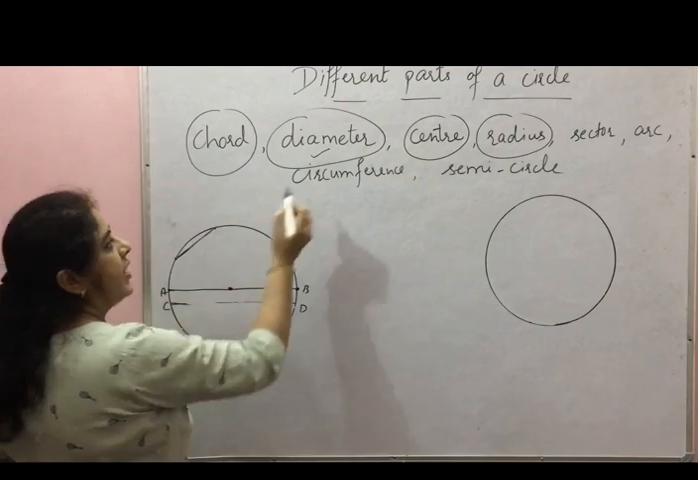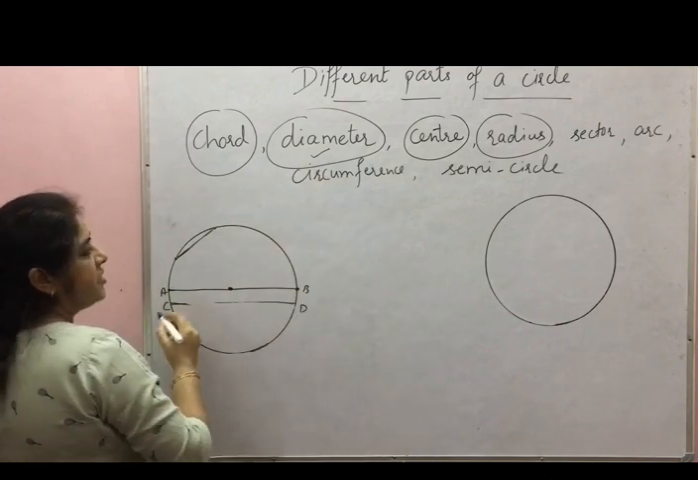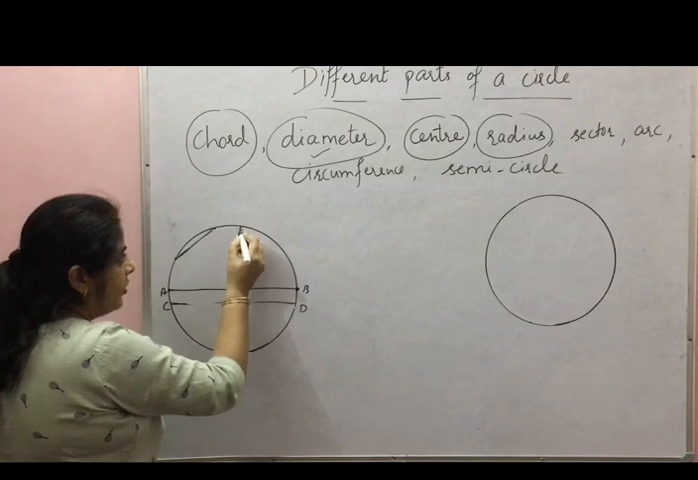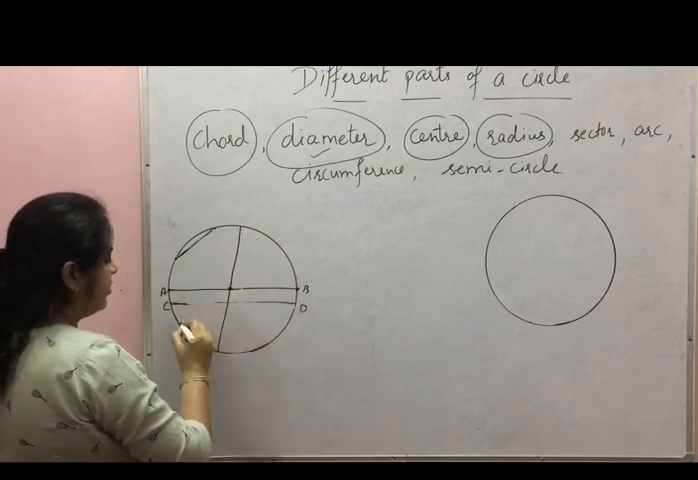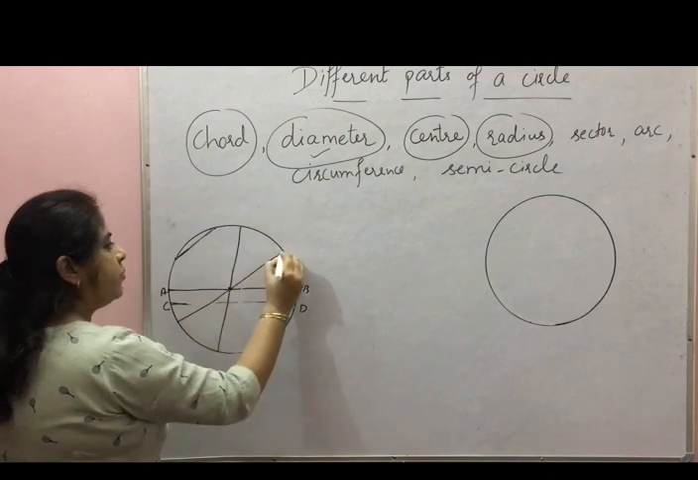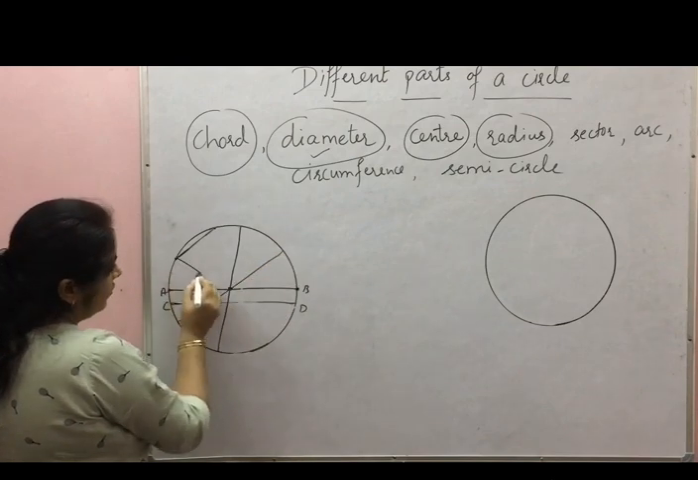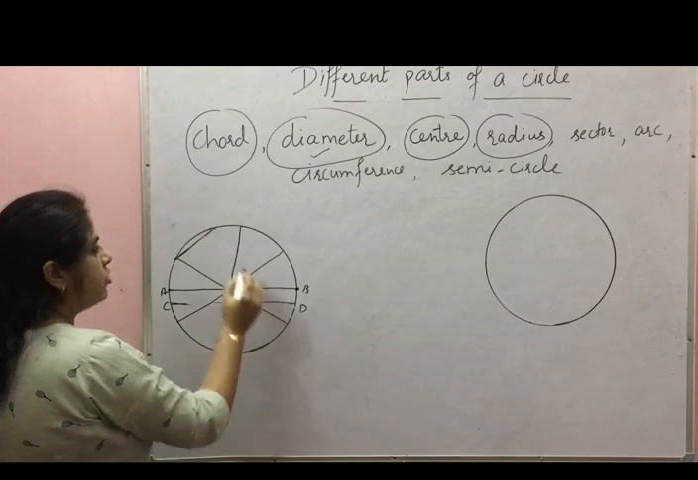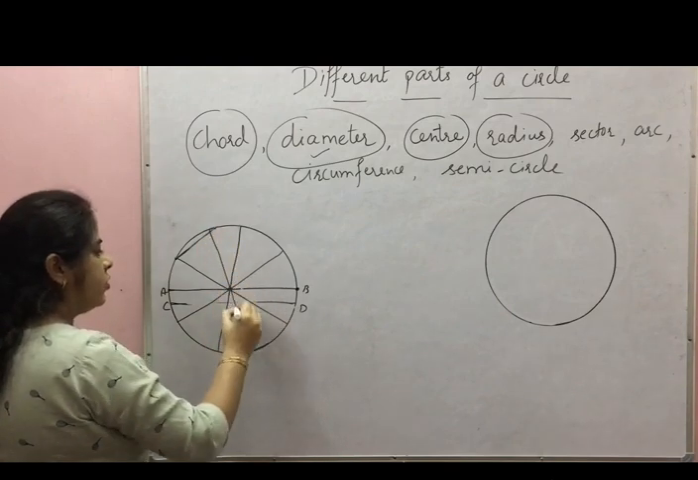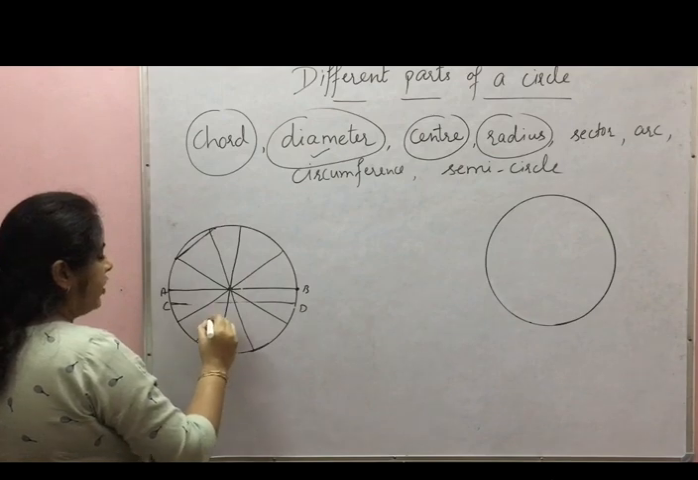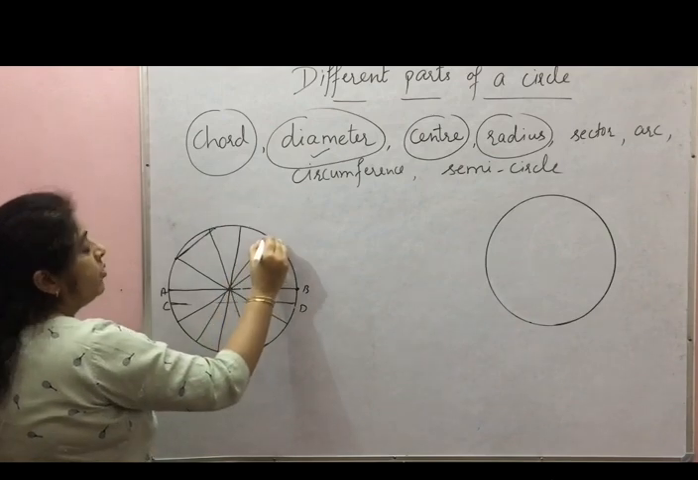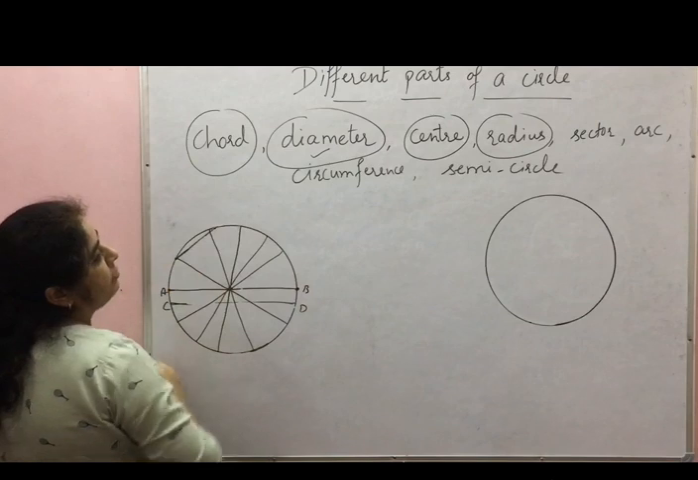Now the question is, how many diameters does a circle have? See, this is a chord, it also passes through the center. This also passes through the center. This chord also passes through the center. This chord also passes through the center. So in this way you can observe, we can draw infinite diameters.